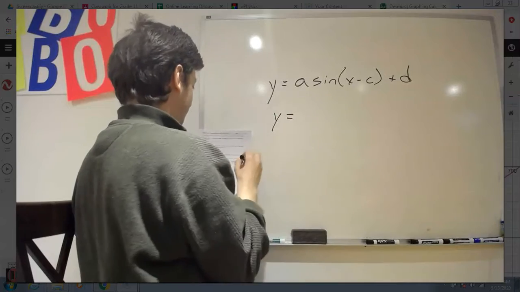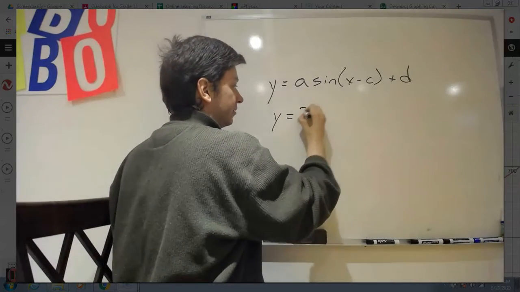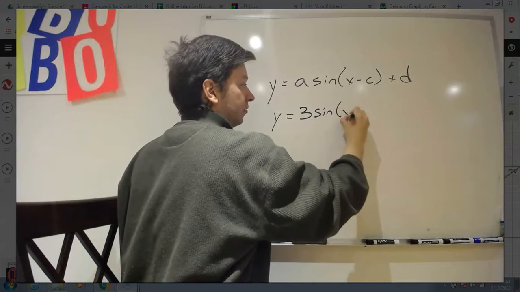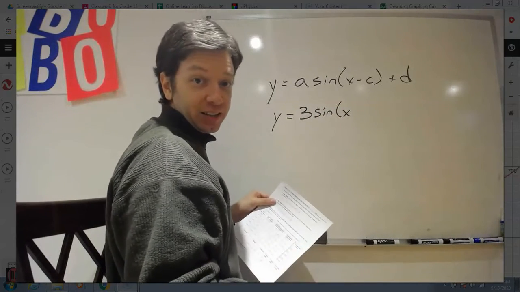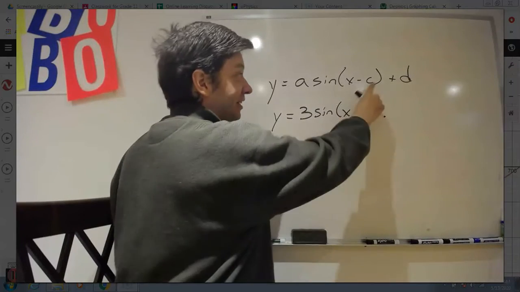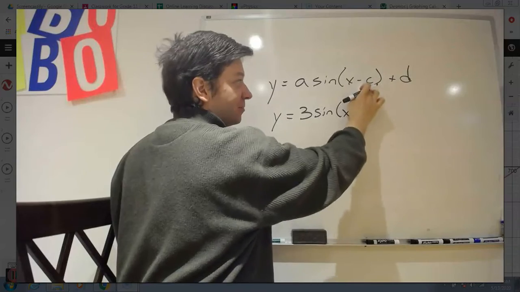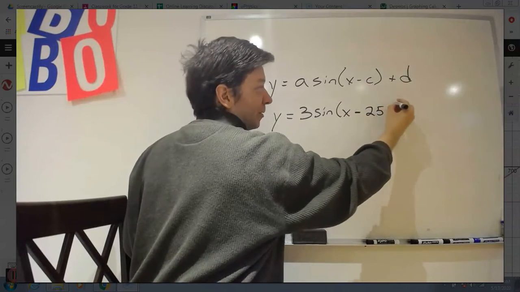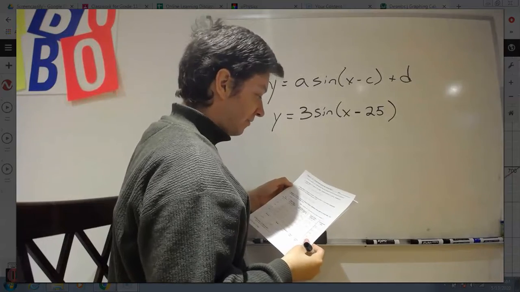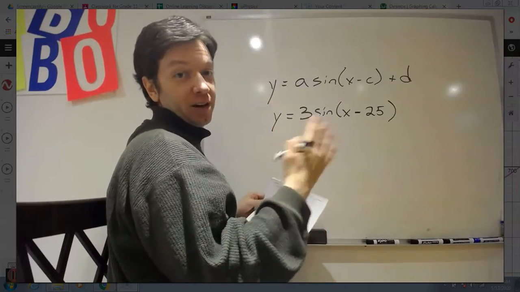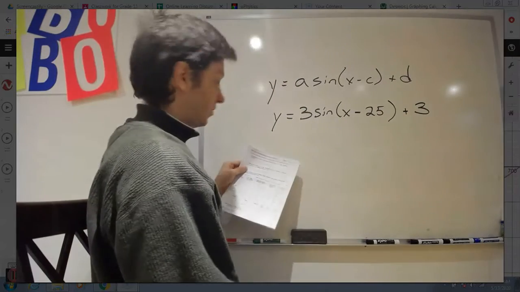So our equation would be, well, it says it's stretched by a factor of 3, so A is going to be 3. And then we have 25 degrees to the right. So if it's to the right, it's positive. So C is positive, but we still have that negative there. So negative, and then we substitute 25. Remember, it's always the opposite sign in the bracket. And then we have a vertical translation of 3 units up. Up is positive, so plus 3. Okay, this is part A.